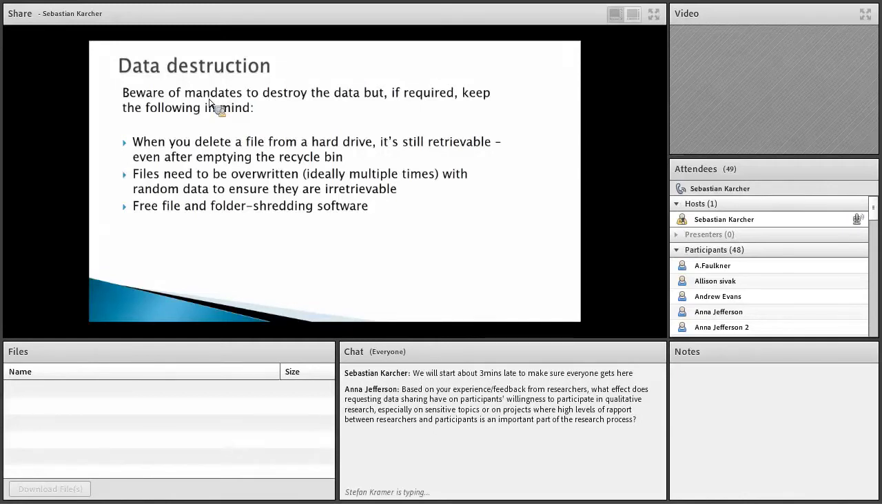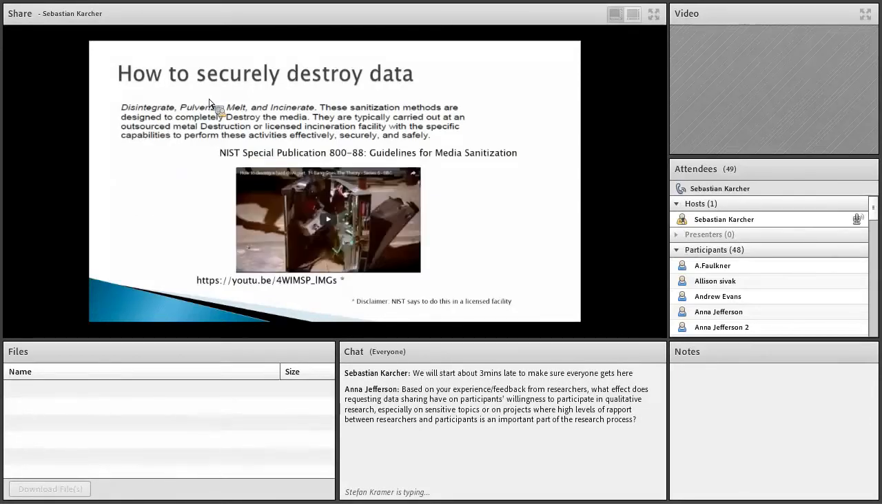So the National Institute for Science and Technology actually has guidelines for what you do when you have highly sensitive data and you give the data outside of the hard disk, outside of your institution, and the guidelines are to disintegrate, pulverize, melt, and incinerate, which I get a lot of pleasure out of saying. Because you stuck with us for these 45 minutes, you get the rewards of seeing the incinerate part of these instructions.